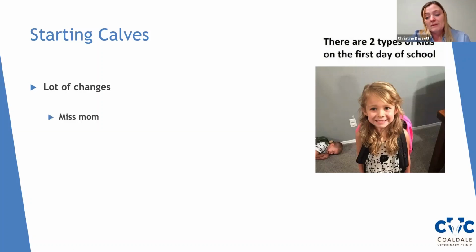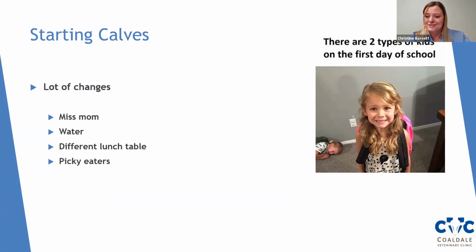One, they might be missing mom if they haven't been weaned previously. Two, water. Maybe they've never seen a water bowl before. Maybe they only got their water from a dugout. So they might not know where to get water from. They're at a different lunch table. So we need to try and teach them, where is their new lunch table going to be at? Where do they go to get their feed?